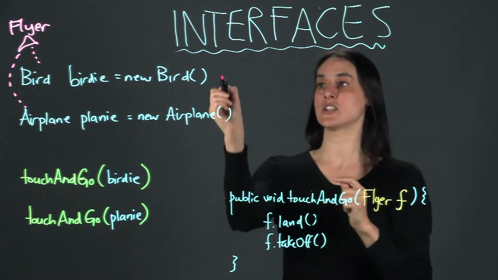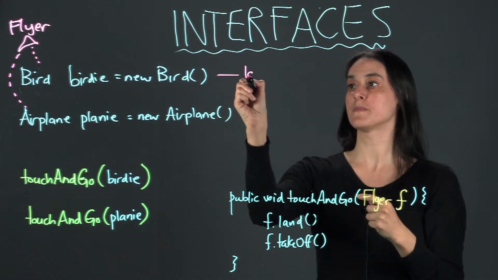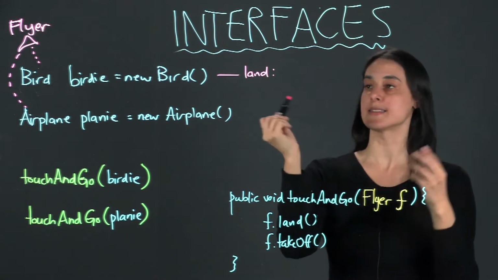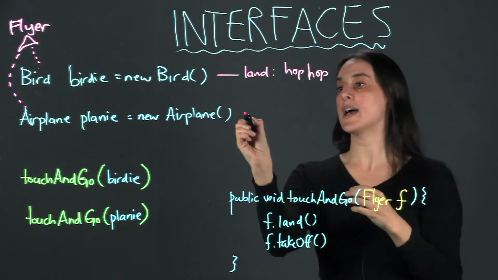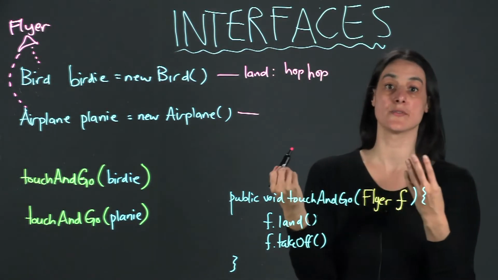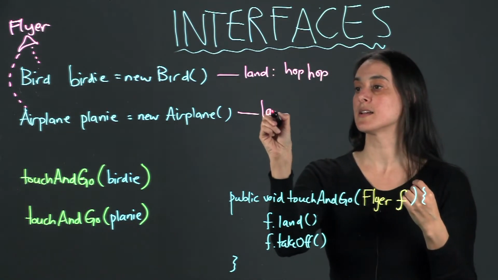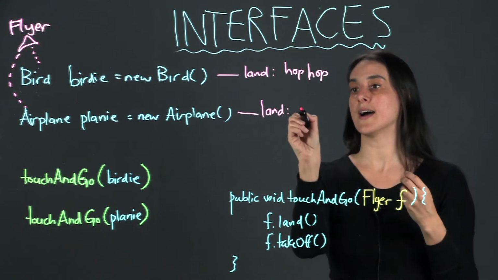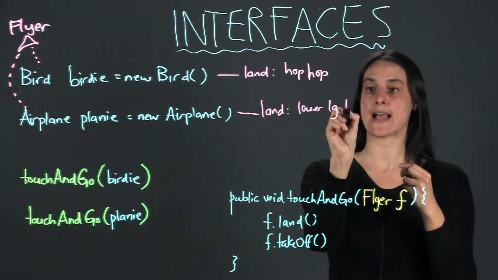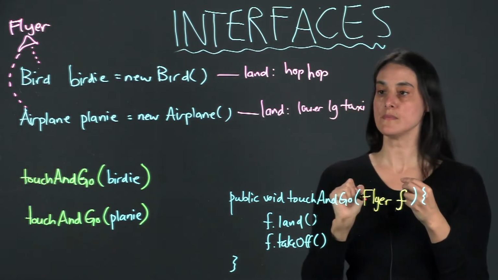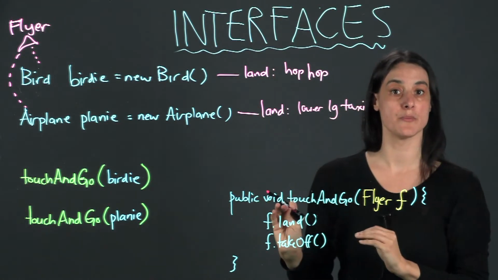So the bird implementation, for instance, for land is something like hop, hop, hop. And the airplane implementation for land is, of course, completely different. It's something like lower landing gear, and then taxi or something like that. So these are two very, very different implementations.